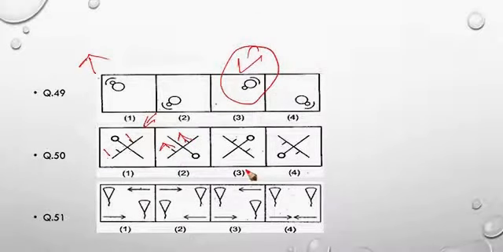In case of problem figure 3, the lines are the same as in the case of problem figure 1. These lines are towards the circle. Similarly, in the case of problem figure 4 also the lines are towards the circle. So in this case, option 2 is standing out and the answer for question number 50 is 2.